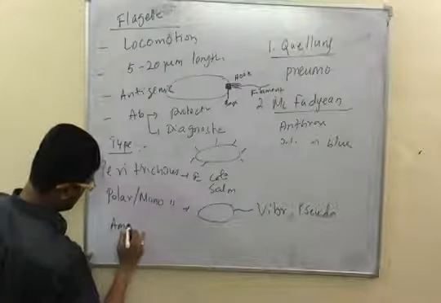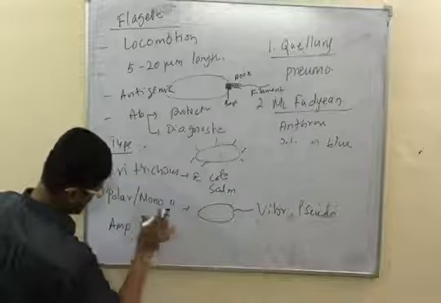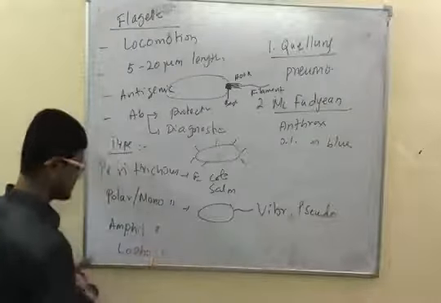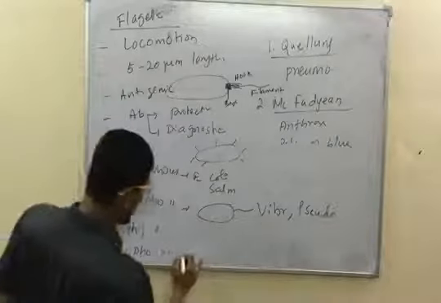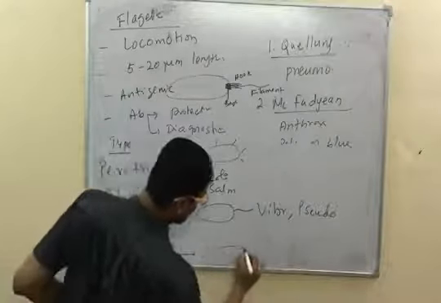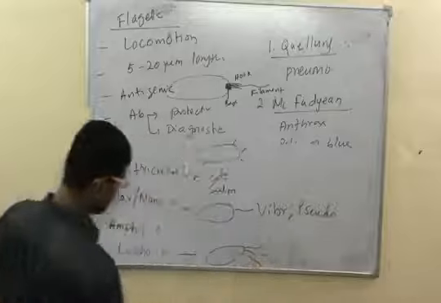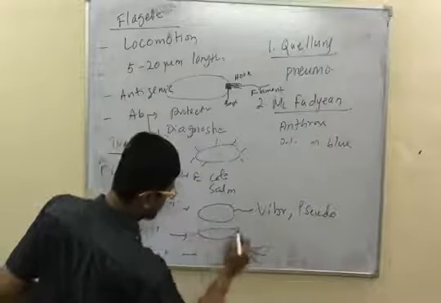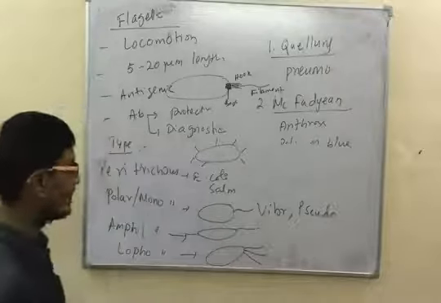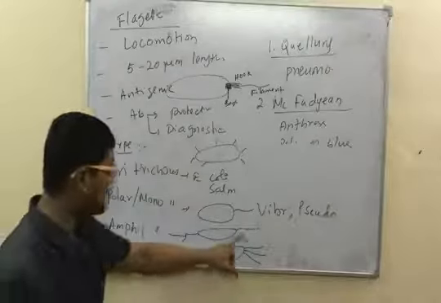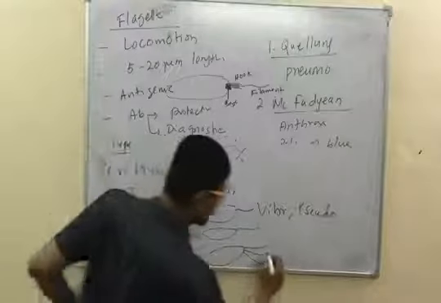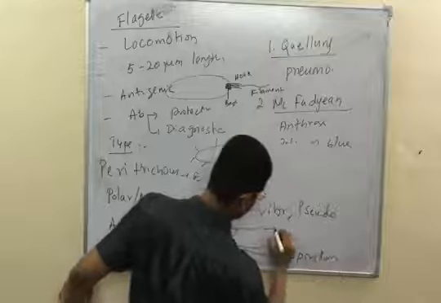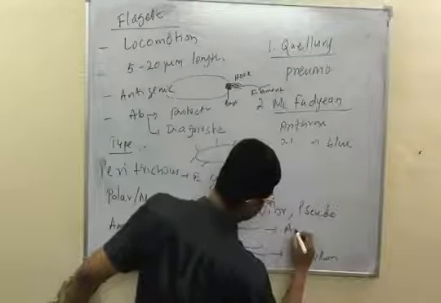Then amphitrichous and lophotrichous flagella. Lophotrichous flagella are a tuft of flagella at one pole. Amphitrichous flagella may be there at both poles, either single or tufts of flagella at both poles. Lophotrichous flagella example is Spirillum. Amphitrichous flagella example is Alcaligenes.